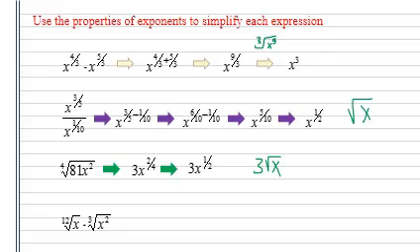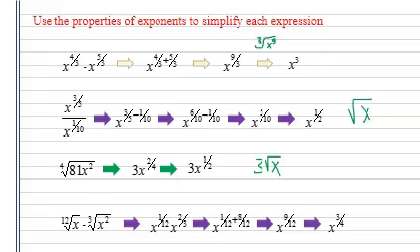The same thing in the last one. As you can see, I'm multiplying two radicals with different indexes. So what you are going to do is change each one into a fractional exponent, and now you can add the exponents. So you are going to get x to the power 9 over 12, which is x to the power 3 over 4.